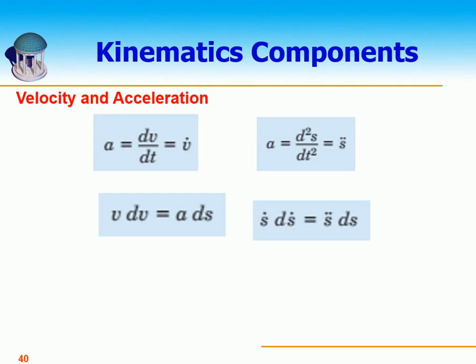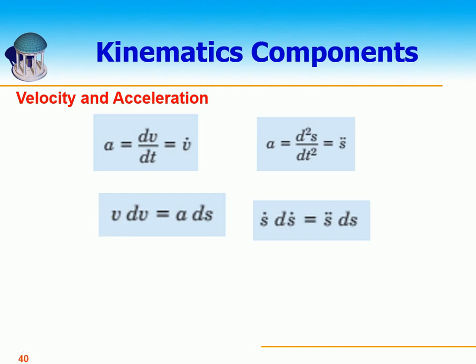Now, the kinematics. I have already told you about kinematics. Kinematics is basically the study of motion without the effect of forces. We see the motion of a body without reference to the force. So we talk of displacement, velocity and acceleration. We know that acceleration is basically the rate of change of velocity, which is v dot, right? And acceleration can also be written as, because we know that v is equal to ds by dt, a is equal to d2s by dt square, which is equal to s double dot.